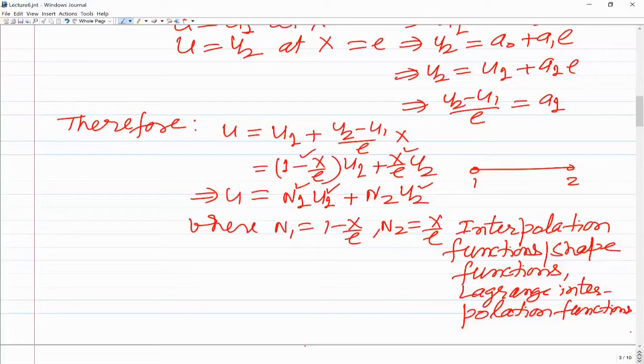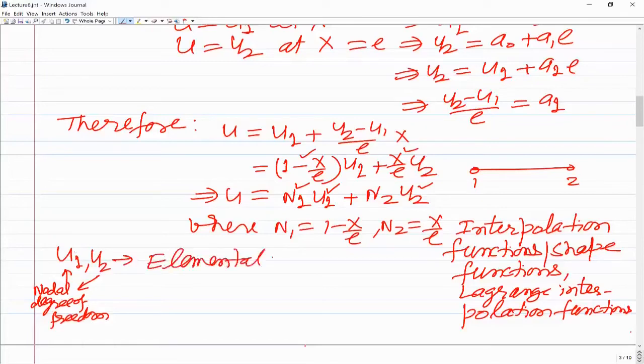And if you look at u1 and u2, I have already explained that u1 and u2 are the element nodal values. u1 is a nodal degree of freedom. Similarly, u2 is also a nodal degree of freedom. When we put u1 and u2 together, that forms the elemental degrees of freedom, and they are nothing but values of u at node 1 and 2, the starting node and the end node.